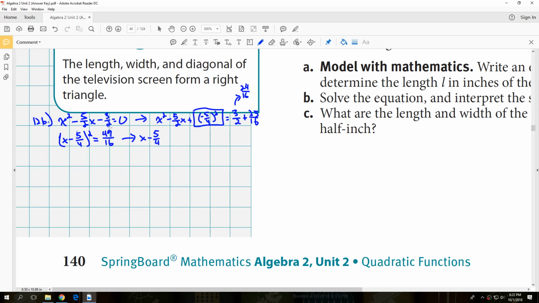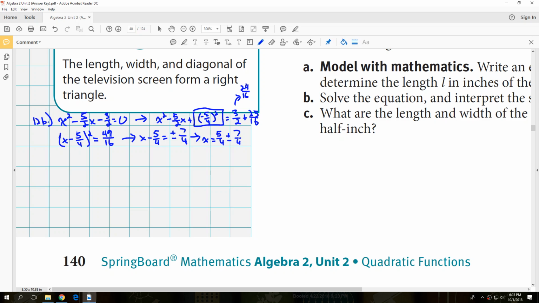All right, and the square root of 49 would be plus or minus 7 over 4, square root of 49 over square root of 16, sorry. All right, so that means that we have x is equal to, let's see here, 5 fourths plus or minus 7 fourths.